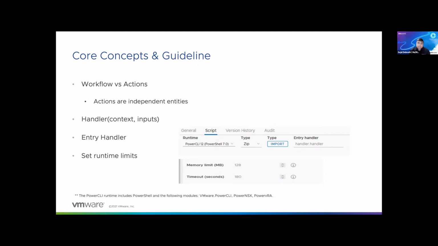The other important aspect, which is not pretty evident in the first place, is that when you define an action and write something in PowerShell, for example, or Python, you can set the memory limit. You need to tweak that because by default you have 64 MB memory.